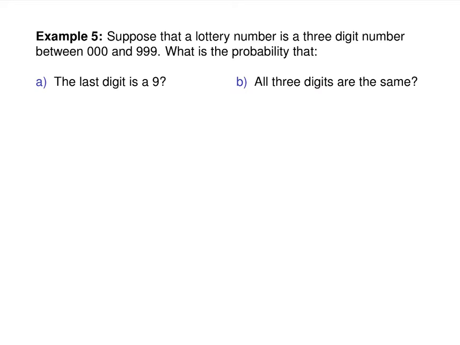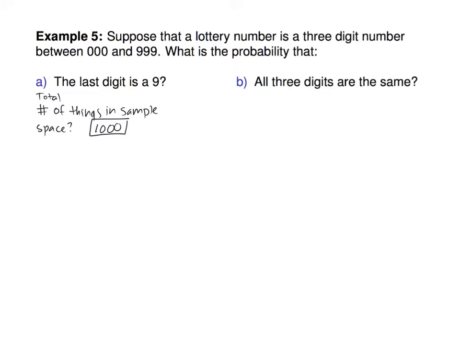Suppose that a lottery number is a 3-digit number between 3 zeros and 3 nines. What's the probability that the last digit is a 9, or that all 3 digits are the same? Okay, so first of all, what is the total number of things in the sample space? As in, how many possible different lottery numbers are listed there? 900. You're really close. It's actually 1,000. Counting 0, because counting the 0, 0, 0.